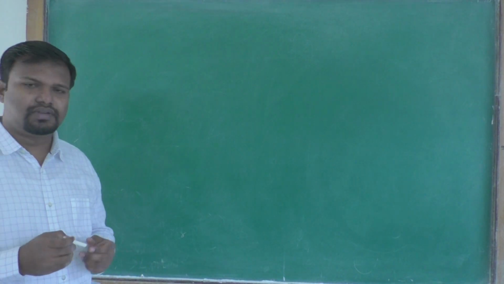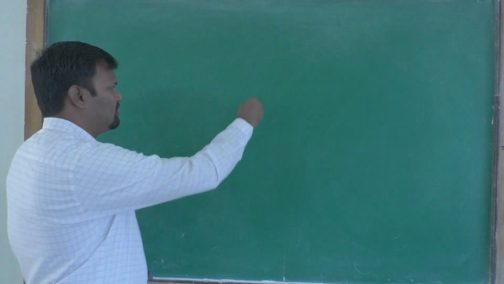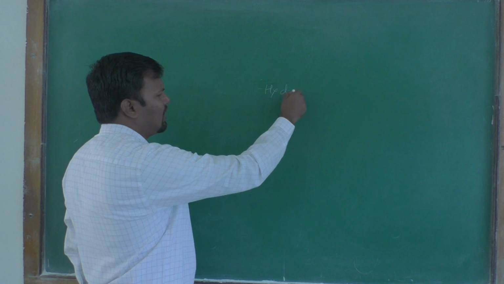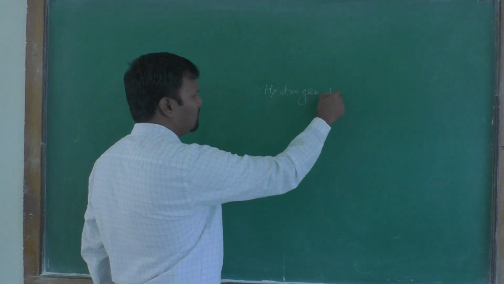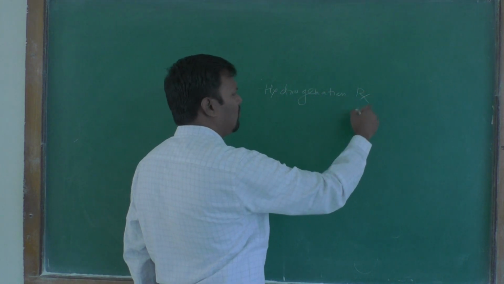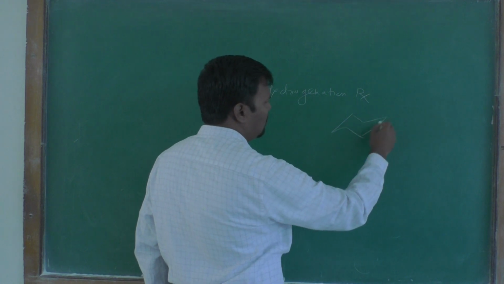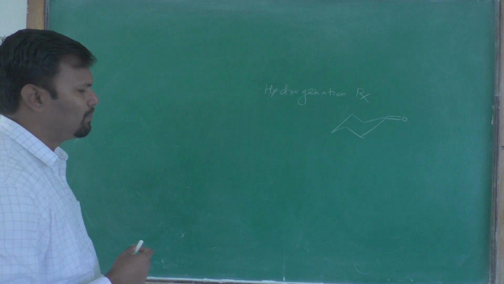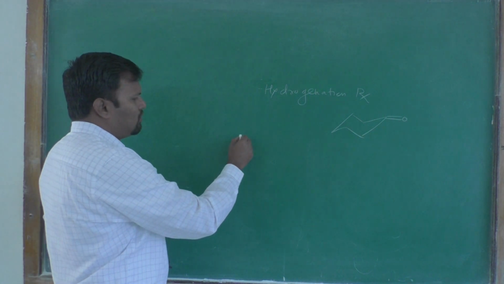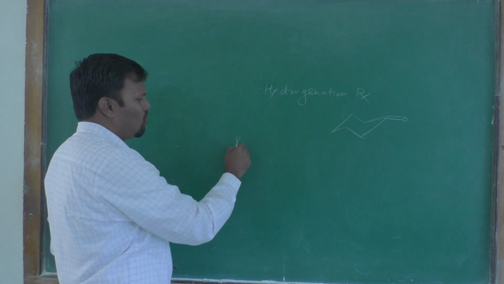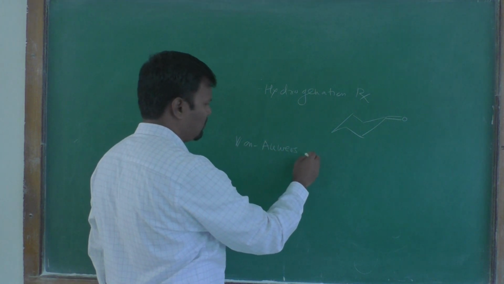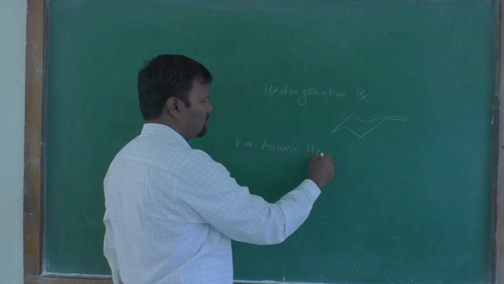So, dear friends, today we will see the hydrogenation reaction of cyclohexanone. Okay, there is one rule, the von Auwers rule, for hydrogenation.